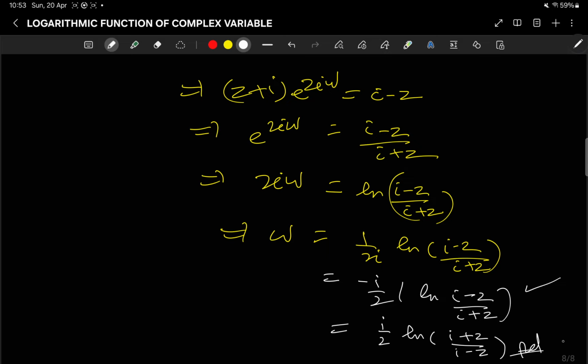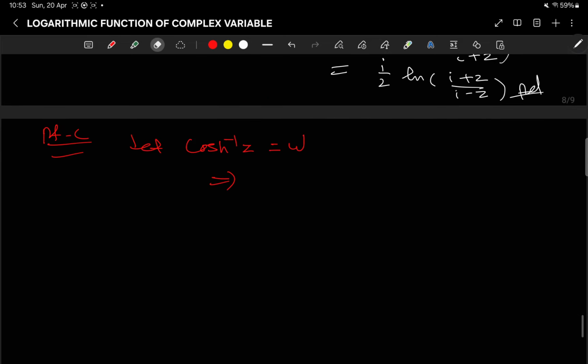So it is proved. Coming to proof 3, the last question. So what is your z? z is cosh w. So this is e^w plus e^(-w) by 2. Sorry, it is e^w plus e^(-w), divided by 2.